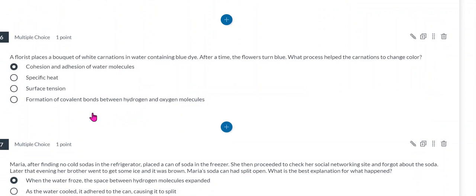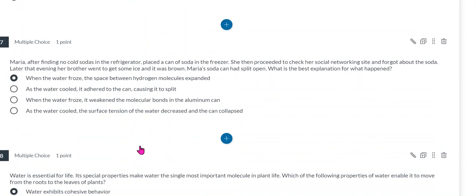When a florist places a bouquet of white carnations in water containing blue dye, after some time it turns blue. What happened is the cohesion and adhesion of water molecules. The water molecules carry this dye through the xylem of these flowers, through the stem, and spread it to the flowers. So that is why this is the correct answer.